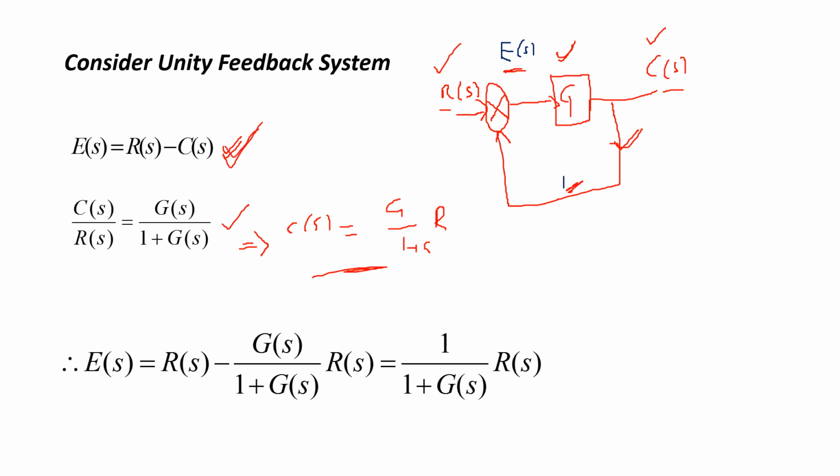By substituting C of s in this equation, we get E of s equal to this one. In both the terms, take R of s as common, and we get E of s is equal to 1 by 1 plus G of s into R of s. Now, by using this expression and the final value theorem, we are going to determine the steady state error with different types of inputs.